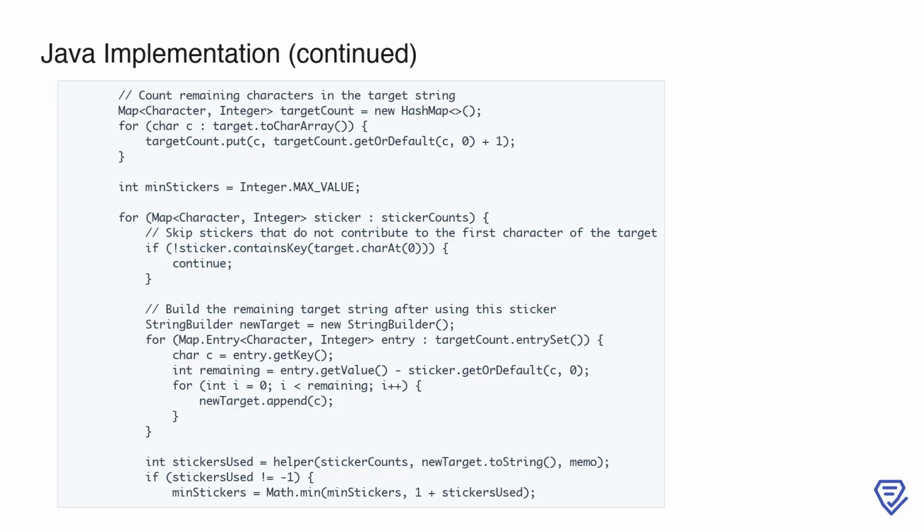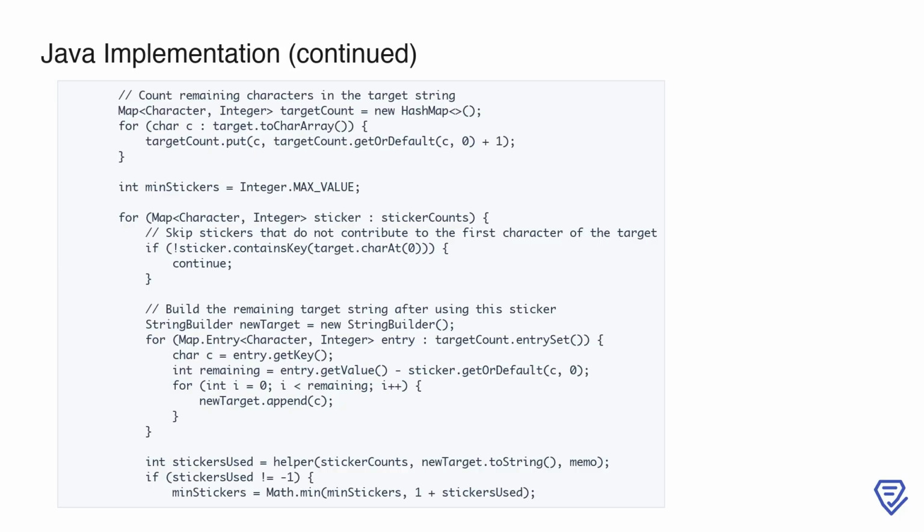The method proceeds to iterate over each sticker's character frequency map. If a sticker does not contribute to the first character of the target, it is skipped, as it won't help reduce the target. For stickers that do contribute, we calculate the remaining target string after using the sticker by subtracting the sticker's character counts from the target's counts. This is done by iterating through the target count map, and any leftover characters are added to a string builder to form the new target string.